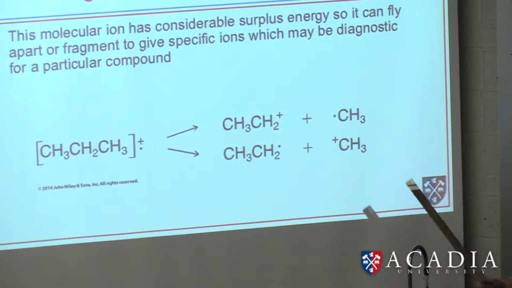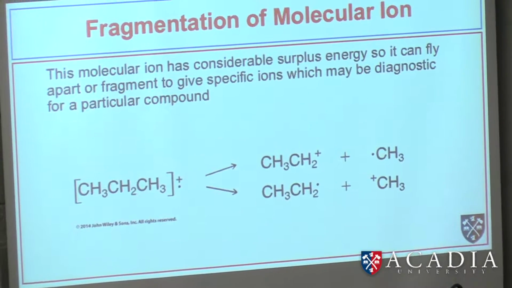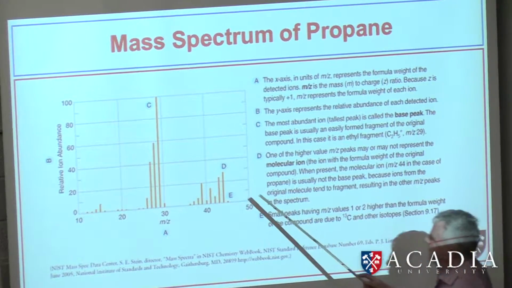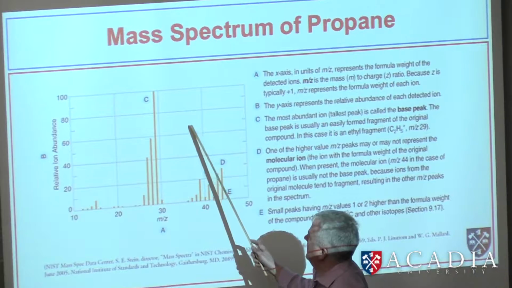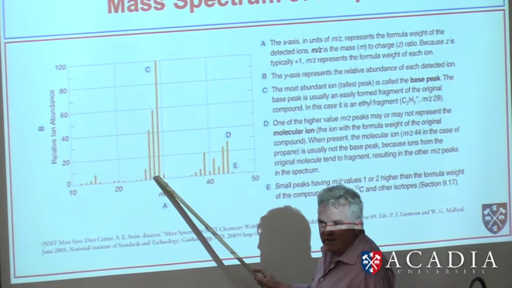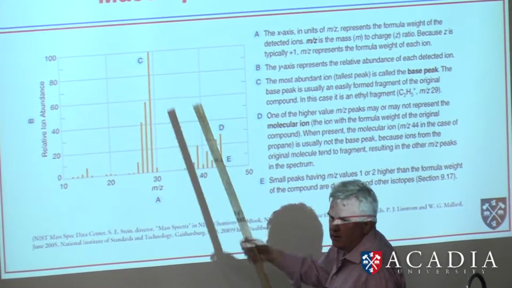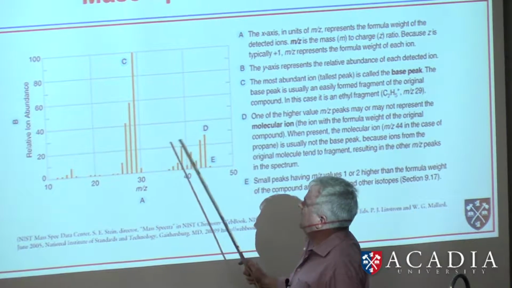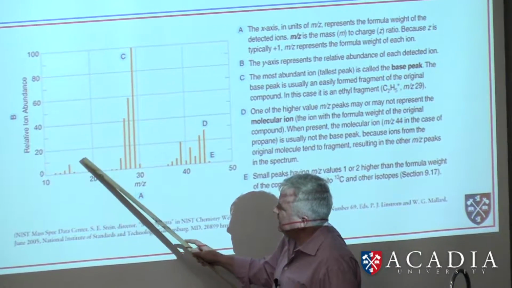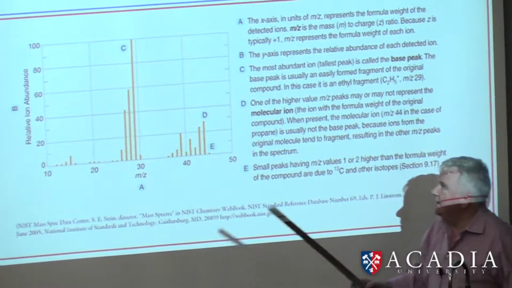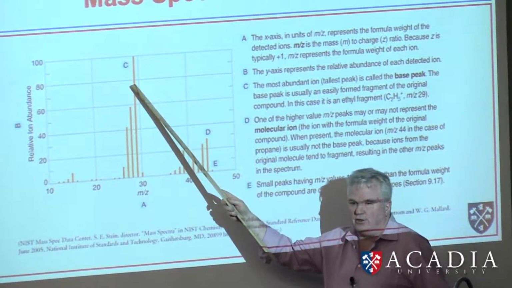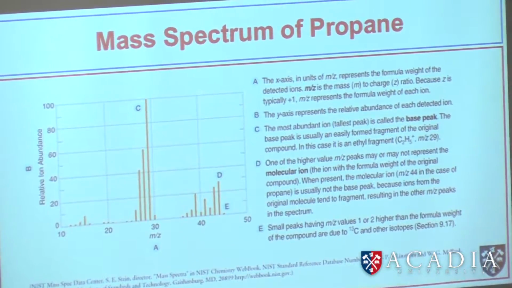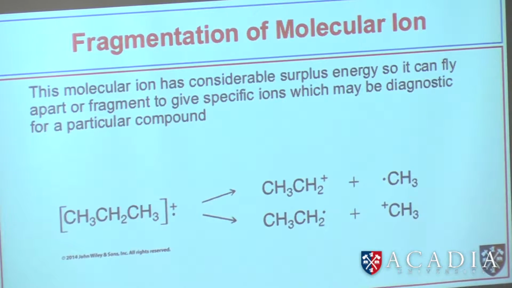So if we go back to this spectrum, notice that we have a large peak at 44, and then we have another peak at 44 minus 15 at 29. We don't see a large peak at 44 minus 29. We see a little peak out there at 15. So this peak is due to the ethyl cation, and this peak is due to the methyl cation. Notice that the peak for the ethyl cation is much larger.